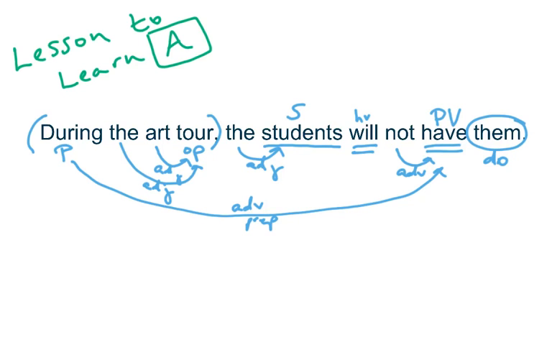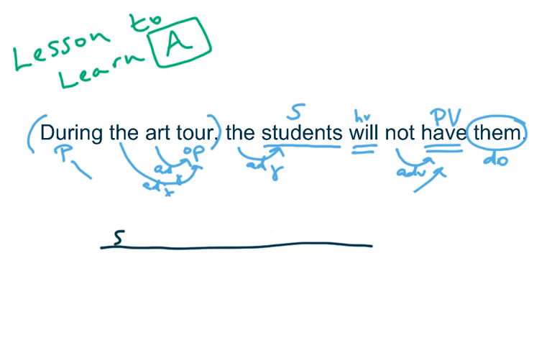Okay, so let's diagram. I'm going to need to erase a little bit of this so that I have space, but I'm going to use this color. So my subject is students. My verb is will have. My direct object is them.